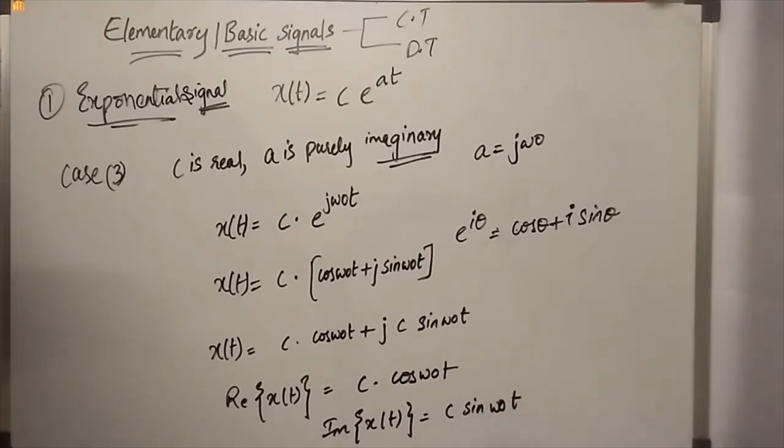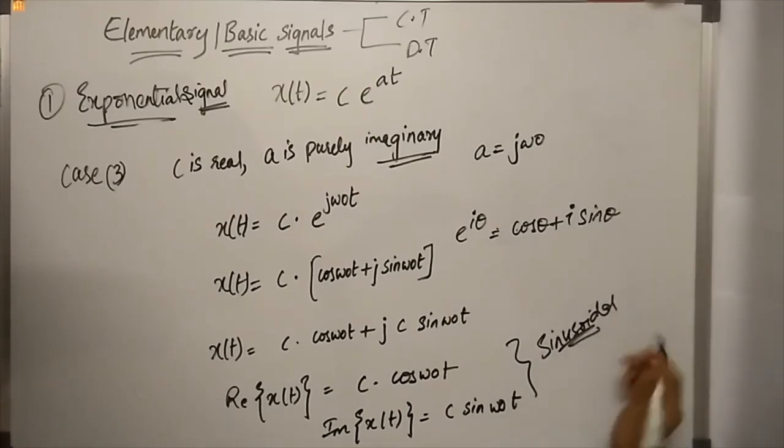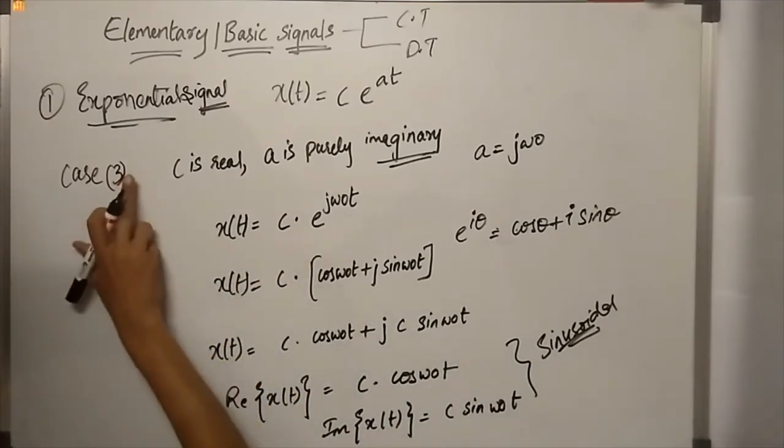Now this cos omega naught t as well as sin omega naught t, these signals are called sinusoidal signals. This is a special case of the exponential signal.